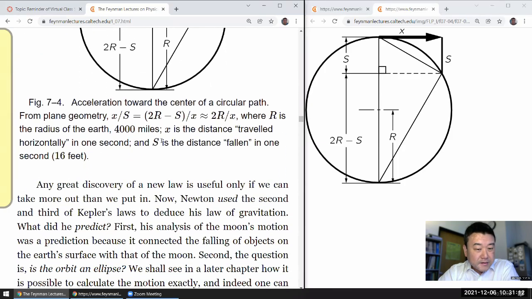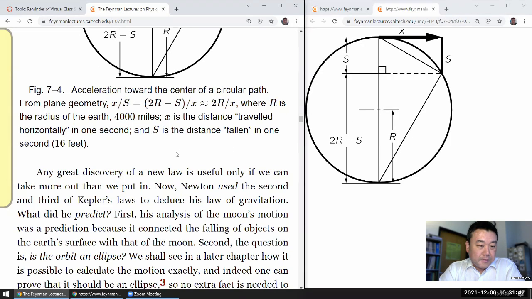S is the distance fallen in 1 second. Yeah, I guess that's the ambiguity. So falling, if you measure it relative to your original orientation, should be perpendicular this way. If you measure relative to where you are, then it should be drawn this way. But this is the beauty of calculus. This drawing, which would be inaccurate when you're dealing with large distances, becomes approximately correct when you're dealing with very small distances.